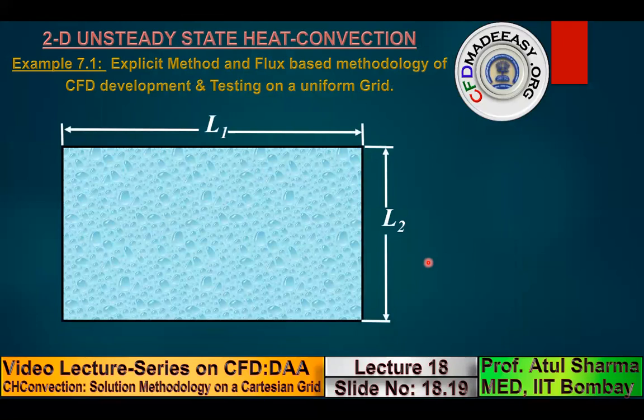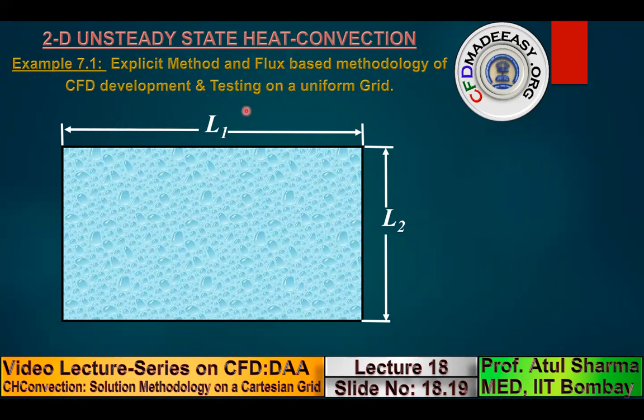So the first problem that I presented was for two-dimensional steady state advection, where we have considered zero diffusion. Now this is a problem corresponding to both conduction and advection, and this corresponds to chapter 7 of the book on computational heat convection. This is example 7.1, corresponding to the explicit method and flux-based methodology of CFD development and testing on a uniform grid.